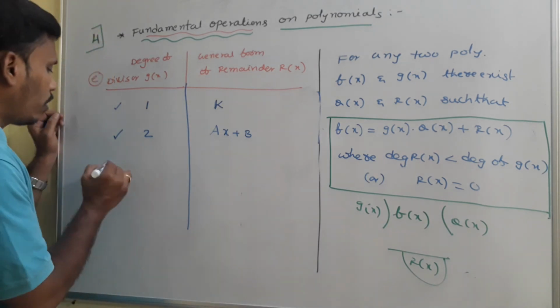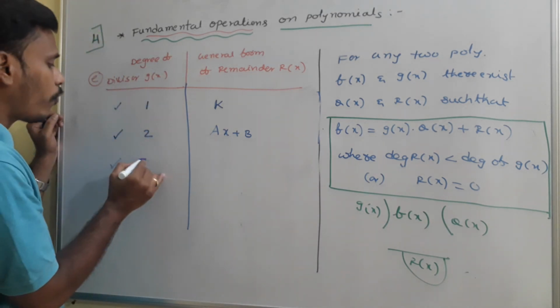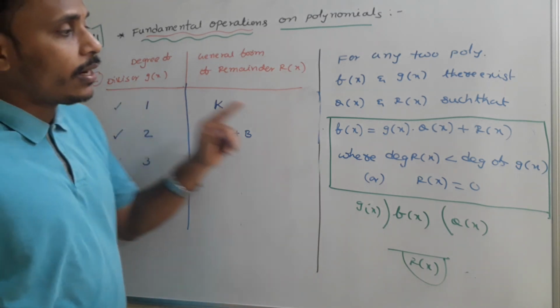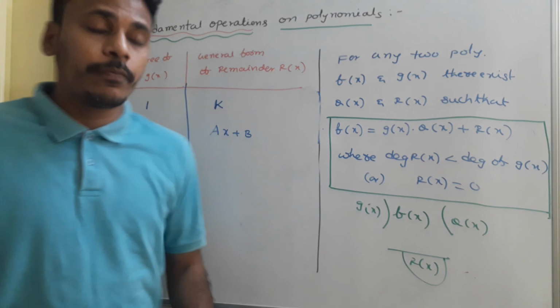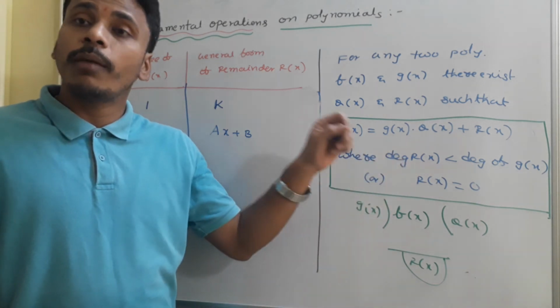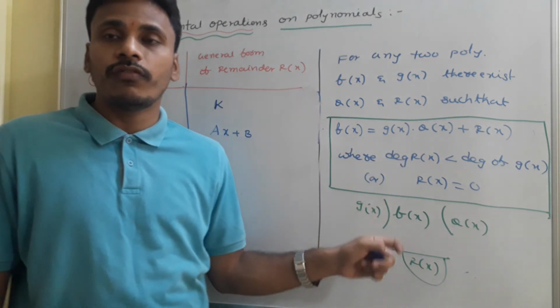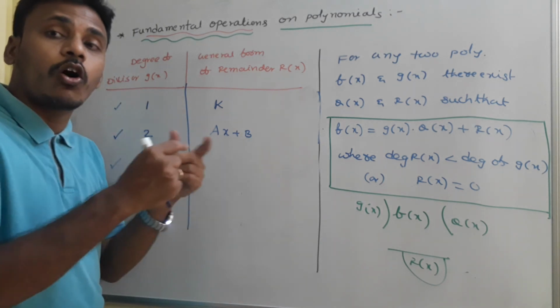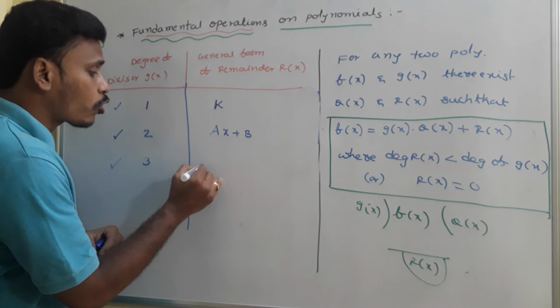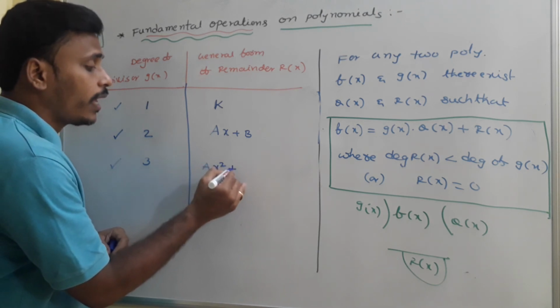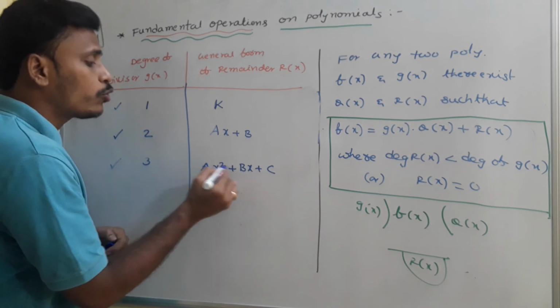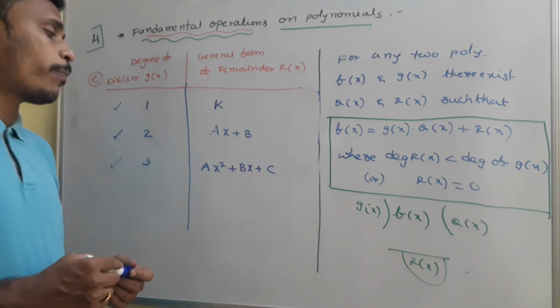Okay. And now if the degree of divisor g of x is 3, the degree of r of x is less than 3, that means r of x may be of degree 2, may be of degree 1, may be of degree 0. So we need to give a general form which conveys all three possibilities, and my choice of general form is ax square plus bx plus c. These values a, b, c vary depending on the problem.